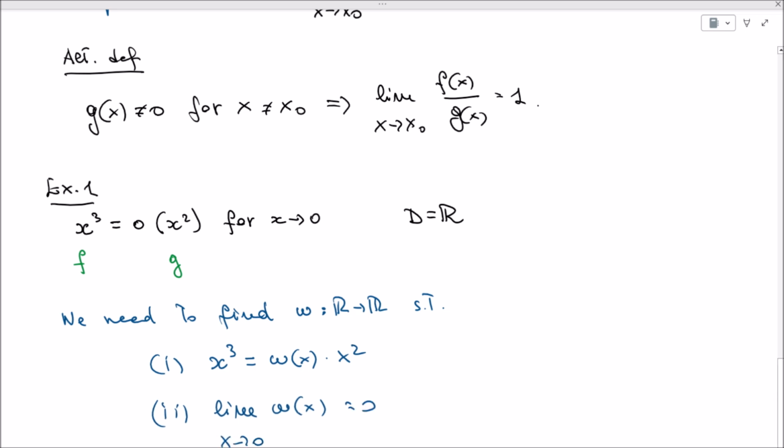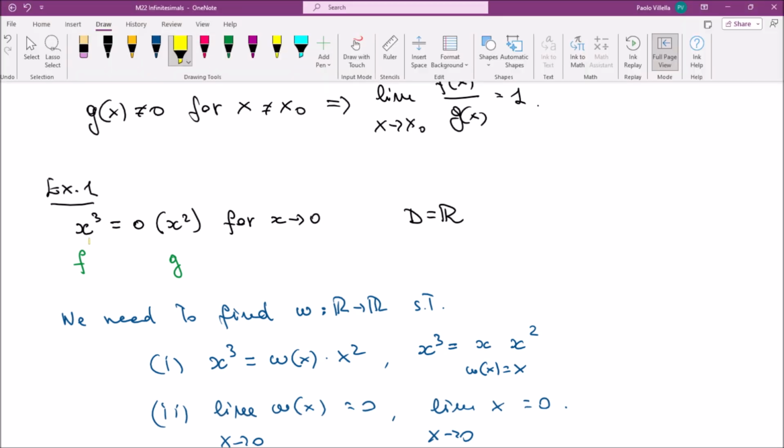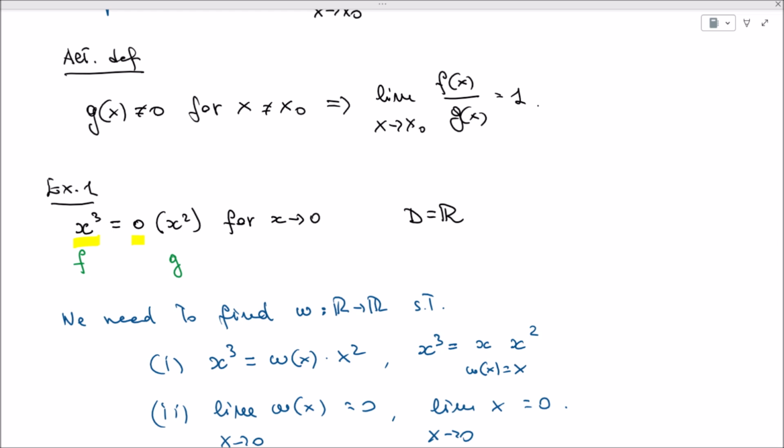Okay, what can we do with the first one? We can rewrite x to the cube equal to something times x to the square, but clearly we see that x would do the job, right? So we can clearly say that omega of x is equal to x, and if we take the limit as x goes to 0 of x, we clearly get 0. So this proves that the initial statement is correct. We can say that x to the cube is equal to little o of x to the square for x that goes to 0.